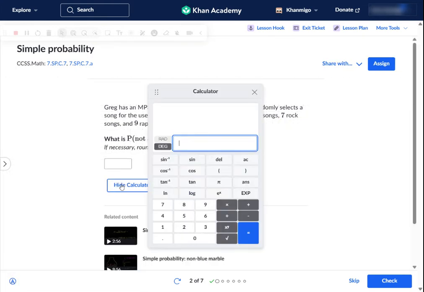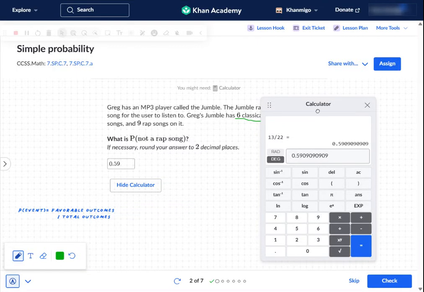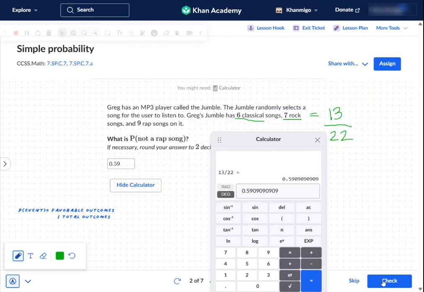Let's see here, 13 divided by 22. Oops, not times. 13 divided by 22 is going to be that long decimal, and we're rounding to 2 decimal places. So this is the second decimal place, so we're going to look next door. 5 or more, up the score. 4 or less, let it rest. The next number is a 0, so we let it rest. So this is going to be our answer, 0.59, that we'll type in. All right, let's check it.